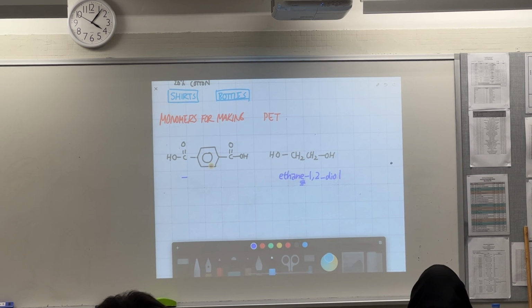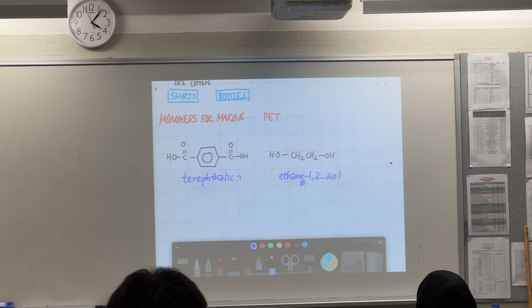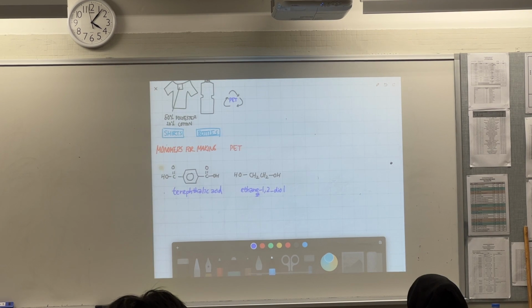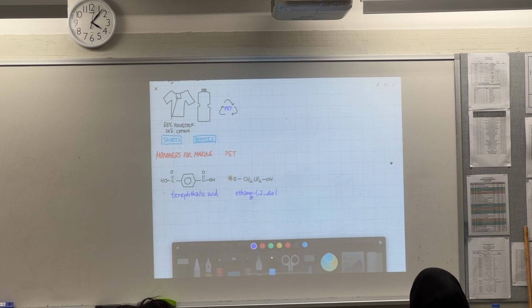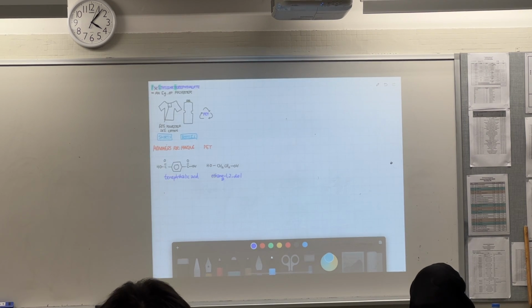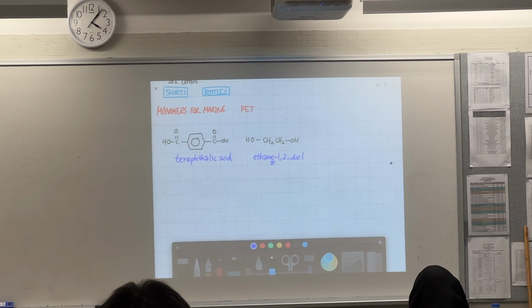What about this one? This one you don't have to know how we name it. It's terephthalic acid. You just have to know that it is a dicarboxylic acid. That's it. It will most likely be giving you these structures and ask you to draw the polymer.